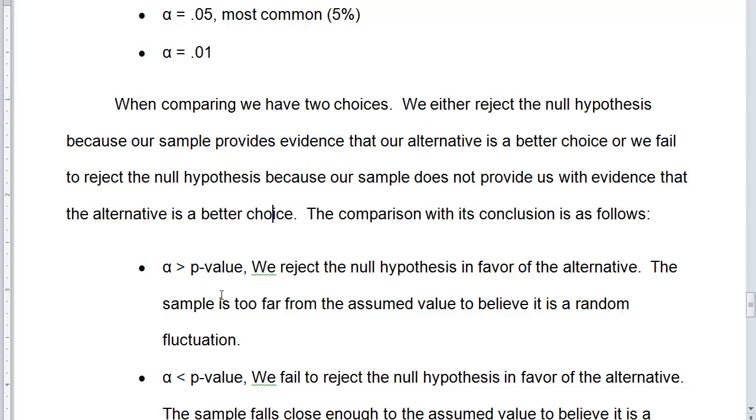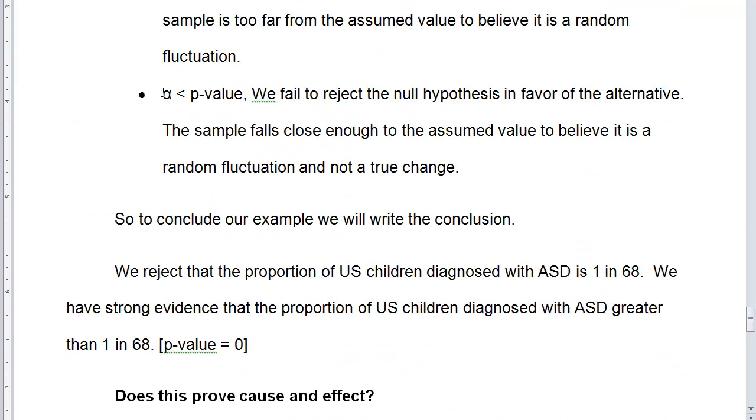Now, if alpha is smaller than the p-value, and the p-value is fairly large, that means it's fairly probable to get this type of sample. And so if it is fairly probable, we would fail to reject the null hypothesis in favor of the alternative. Okay? Now, we're not going to say the null hypothesis is true. We can't say that. We didn't actually test whether it was true or not. We just tested whether our sample provided evidence that it was far away.